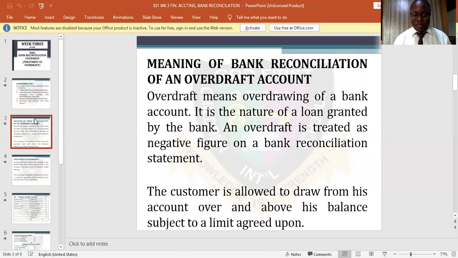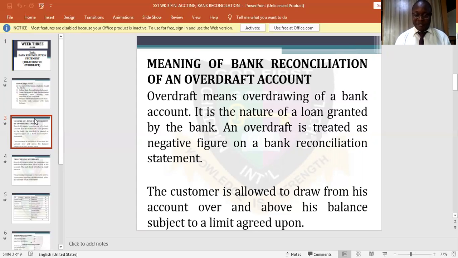Then let us look at the meaning of a bank reconciliation statement of an overdraft account. Overdraft means overdrawn bank account. It simply means when you withdraw more than what you have in your account. It is also in the nature of a loan granted by the bank. So this overdraft is in the form of a loan given to the customer by the bank, and that loan given to you is more than what you have in your account.